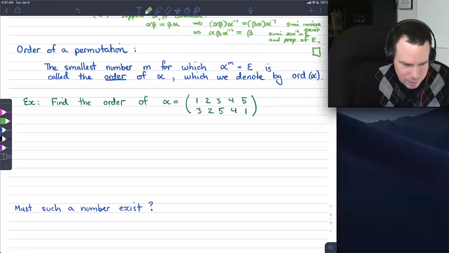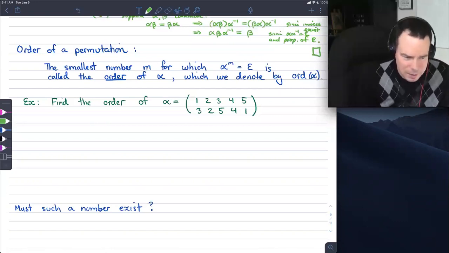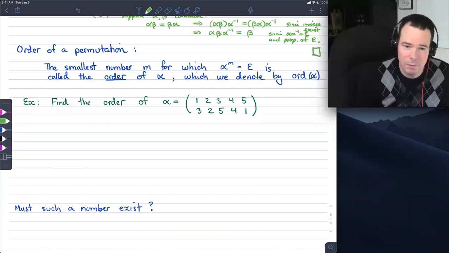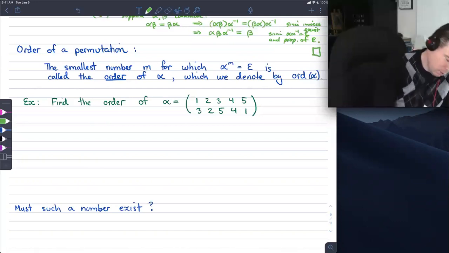Can you always find one? Absolutely. Is it true that there exists a number n such that p to the n equals p, where p is a permutation, for any permutation? That is true. It's not the same value of n for every p, but for a given p, you can always find a power of it which returns back to the original permutation. So let's see what it is in this case.